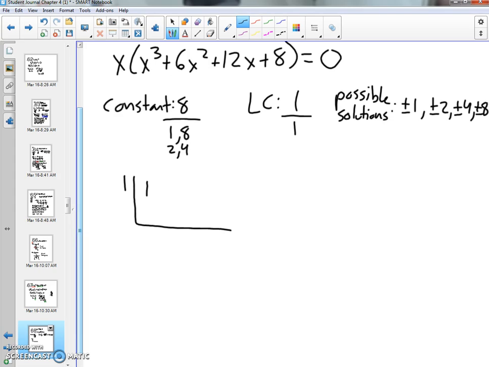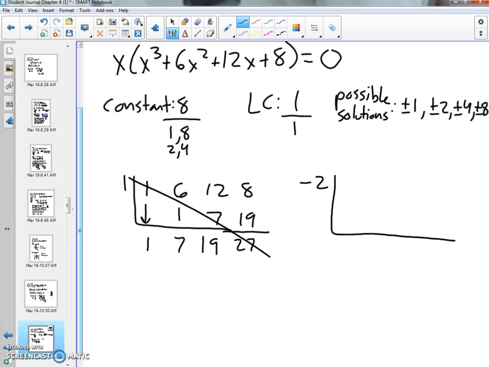So my coefficients are 1, 6, 12, and 8. So when I do the synthetic division here, I did not get 0, so I know this does not work. So we would just keep trying here until we figure out what does work. So if I try -2, just because I may or may not know what the answer is supposed to be, I get a remainder of 0, so this one does work.